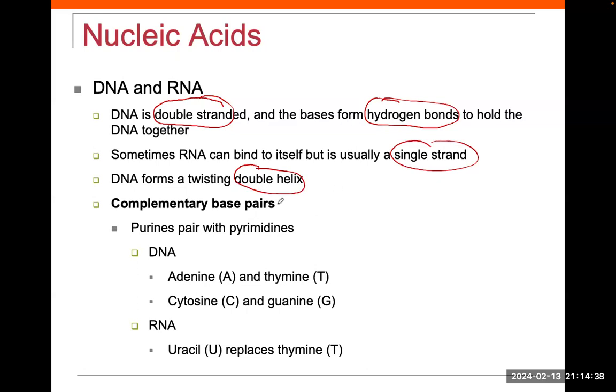Now there are complementary base pairs, and the purines pair with the pyrimidines. So in DNA, we're going to have adenine, and that's going to pair with thymine. And then we have cytosine, and that's going to pair with guanine. That's how it works in DNA. And in RNA, the thymine is replaced with uracil.